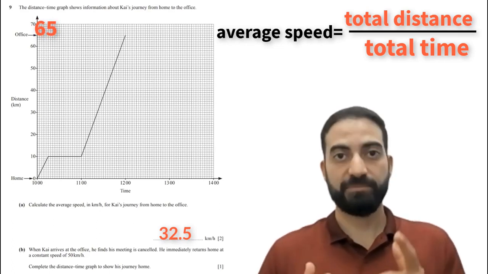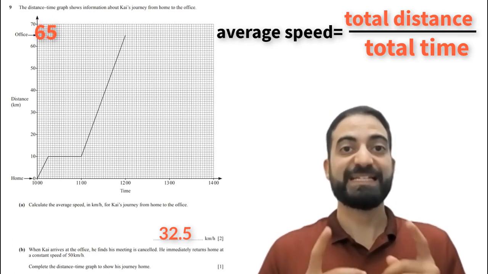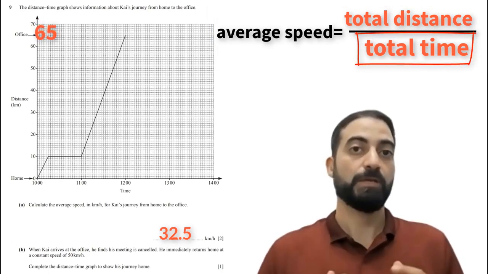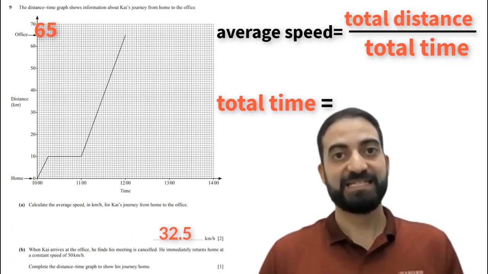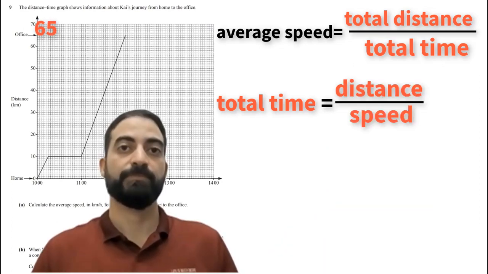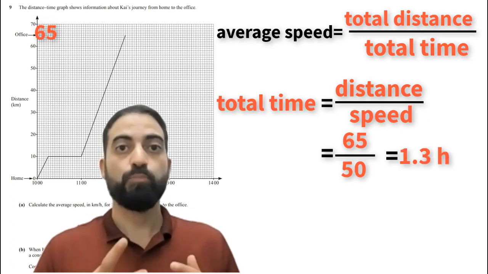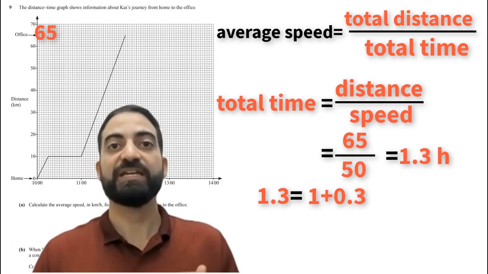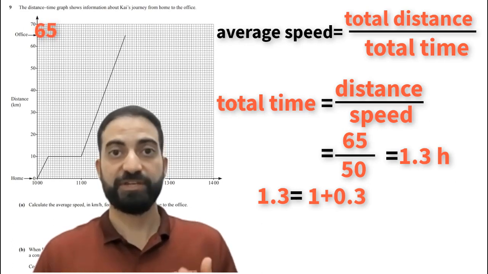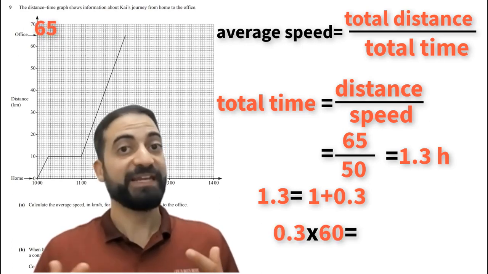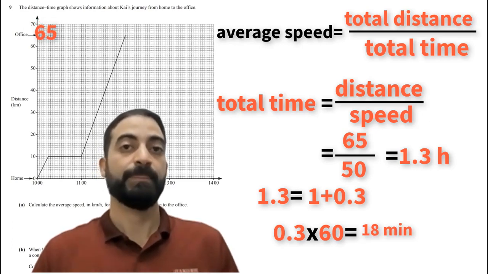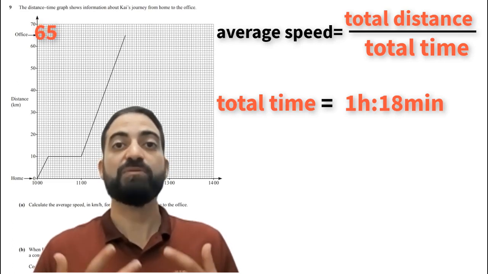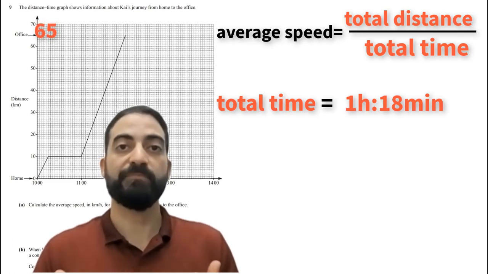And to determine that time, we can use the same rule, but now we want to calculate the total time. So total time is equal to distance over speed. It gives us 1.3, which is 1 hour and 0.3. So we convert 0.3 to minutes and we get 18 minutes. So we have 1 hour 18 minutes, which is the time it took him from the office to home.